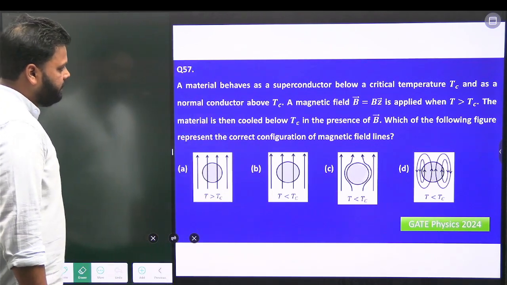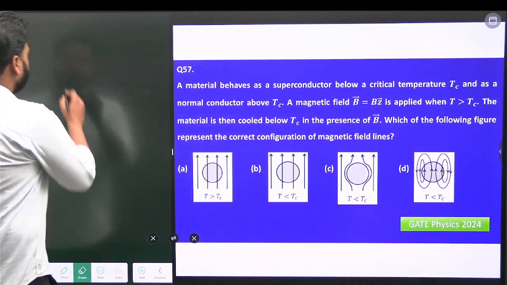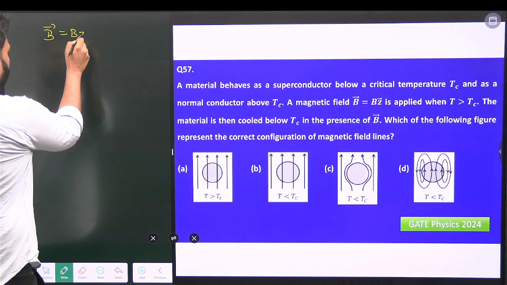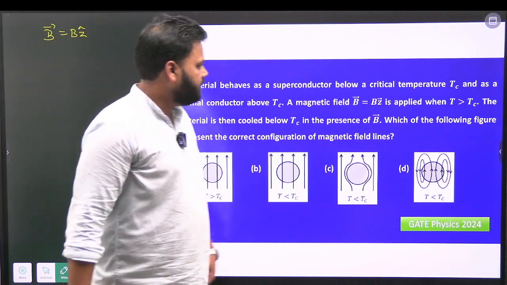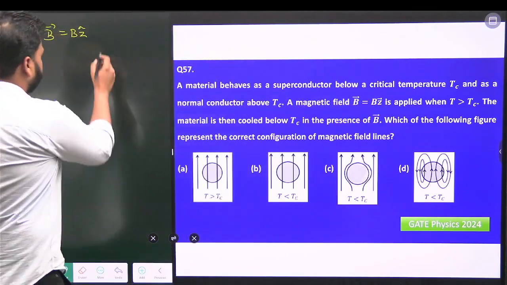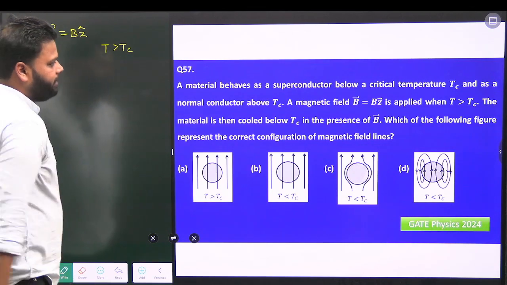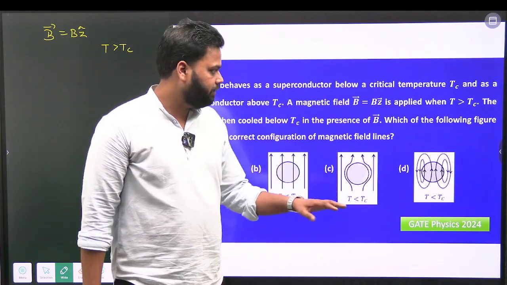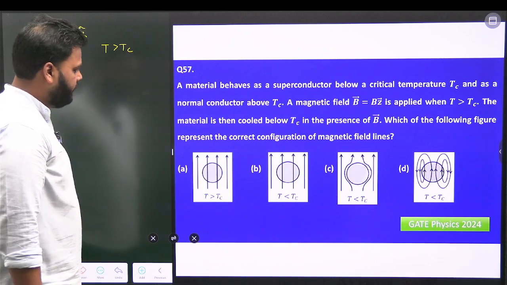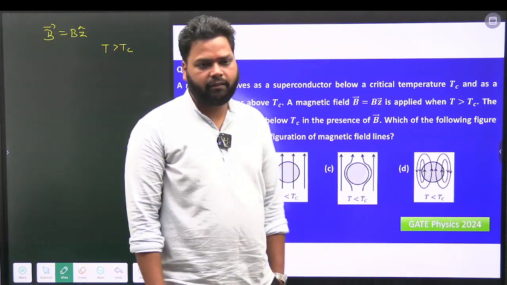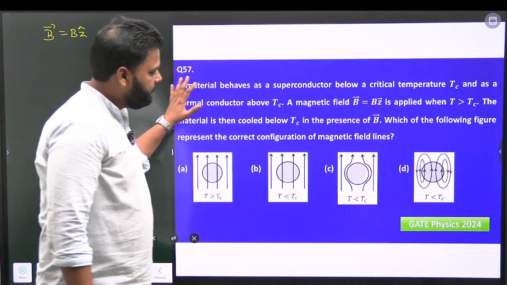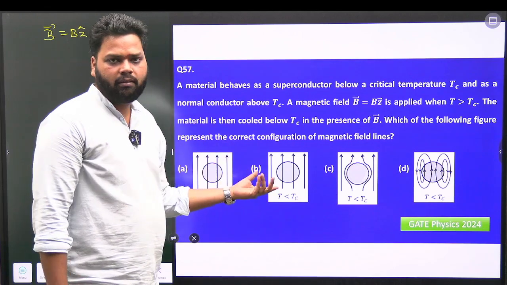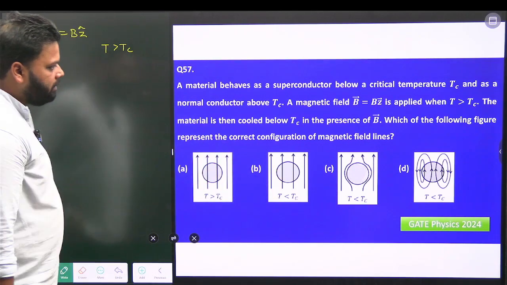In this question, a magnetic field B vector equal to B in the Z direction, B z cap, is applied when the temperature is greater than Tc. The material is then cooled below the critical temperature in the presence of the magnetic field. Which of the following figures represents the correct configuration of the magnetic field lines? If you see clearly, this question is from the Meissner effect. This is a Meissner effect problem.